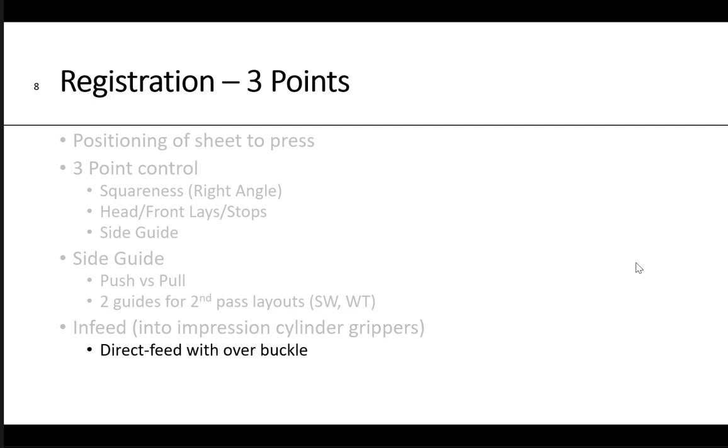Now, a Ryobi 2800 is a direct feed system, so you're basically overbuckling with a direct feed. On a real printing press, you might have a swing arm or some type of rotary drum or wheel that will insert the sheet into the impression cylinder grippers.